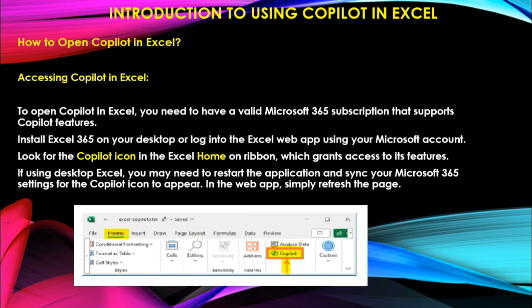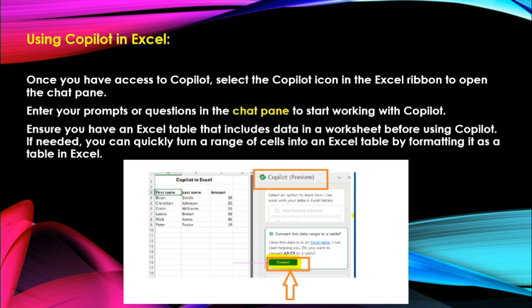If using desktop Excel, you may need to restart the application and sync your Microsoft 365 settings for the Copilot icon to appear. In the web app, simply refresh the page. Using Copilot in Excel. Once you have access to Copilot, select the Copilot icon in the Excel ribbon to open the chat pane. Enter your prompts or questions in the chat pane to start working with Copilot.